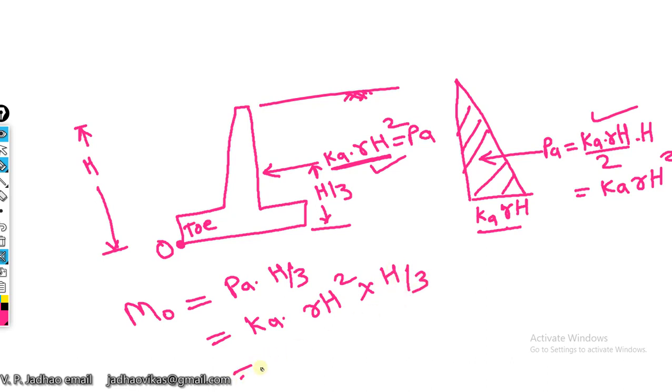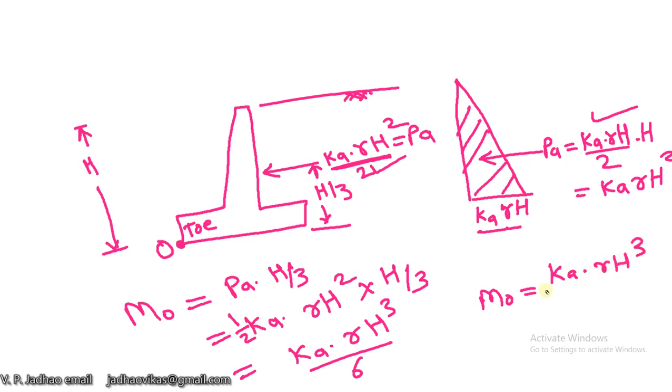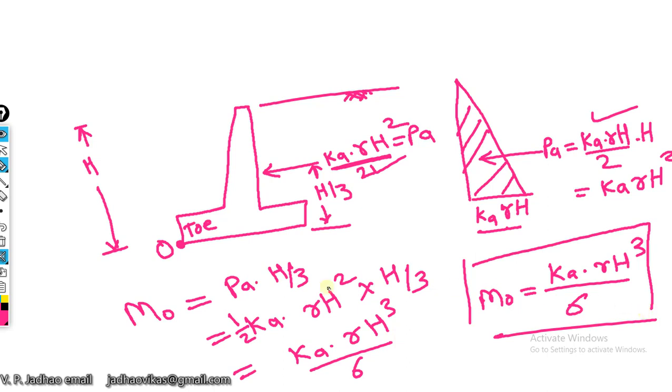So this overturning moment comes out to be Ka gamma H cube divided by 6. So the overturning moment M0 is equal to Ka gamma H cube divided by 6. This is the formula for calculating the overturning moment.